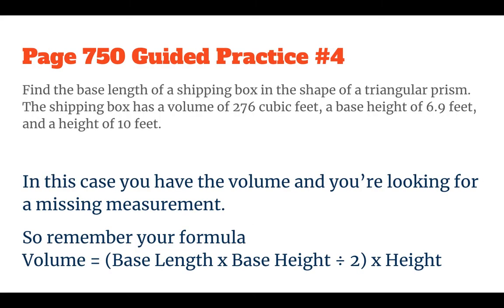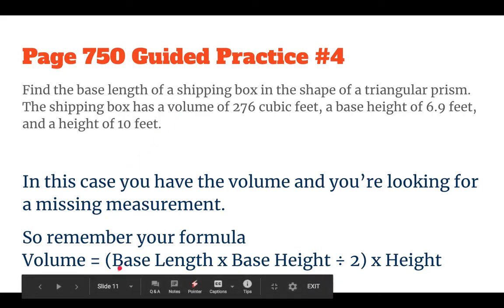And the last one, number 4, is the hardest question on the guided practice. I'm going to read it to you and then point a few things out and then we'll solve. Find the base length of a shipping box in the shape of a triangular prism. The shipping box has a volume of 276 cubic feet, a base height of 6.9 feet, and a height of 10 feet. What you'll notice is in this case you have the volume and you're looking for a missing measurement. It gives you base height and it gives you overall height. So what you're missing is base length.